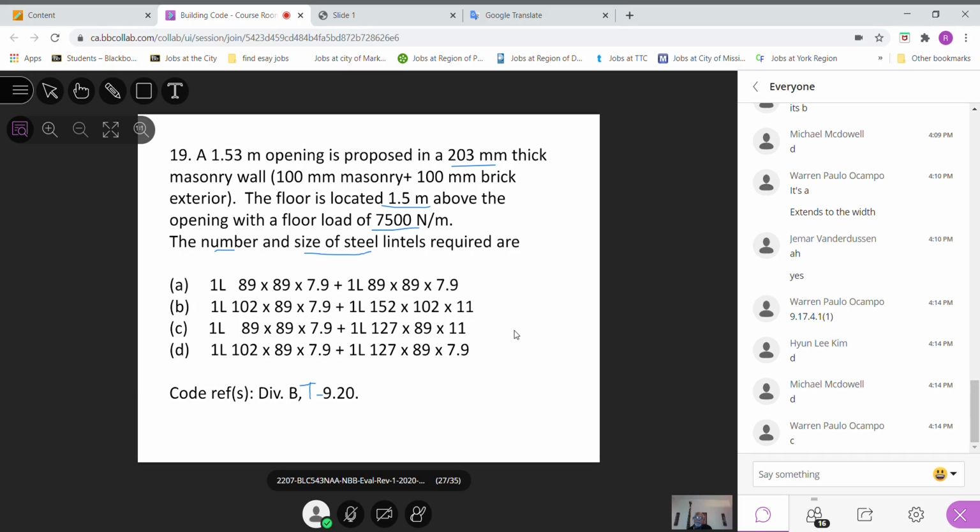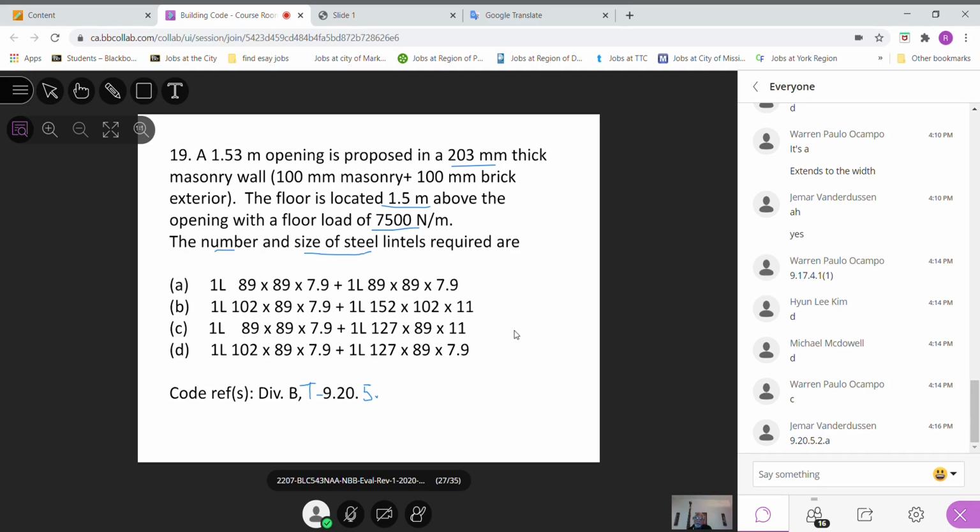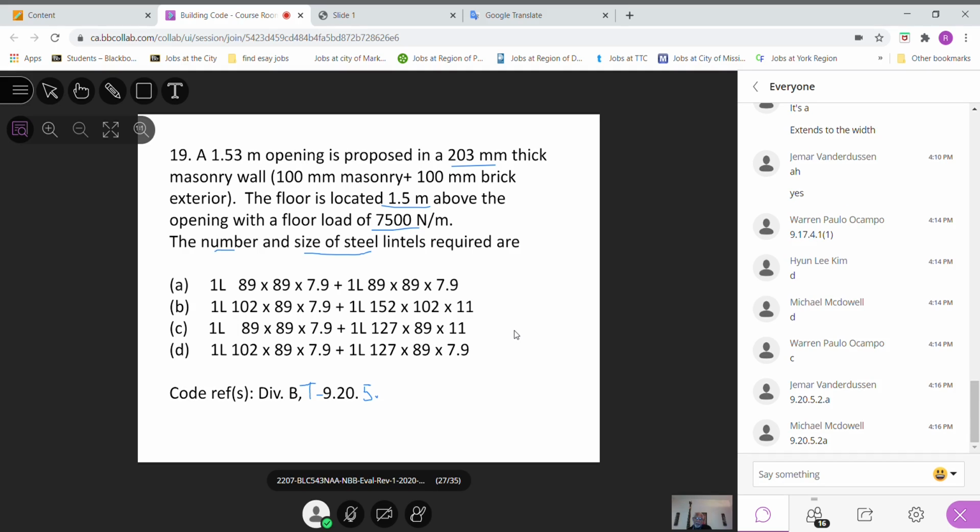Which table are we looking at? Correct. 9.25.2, bracket A.